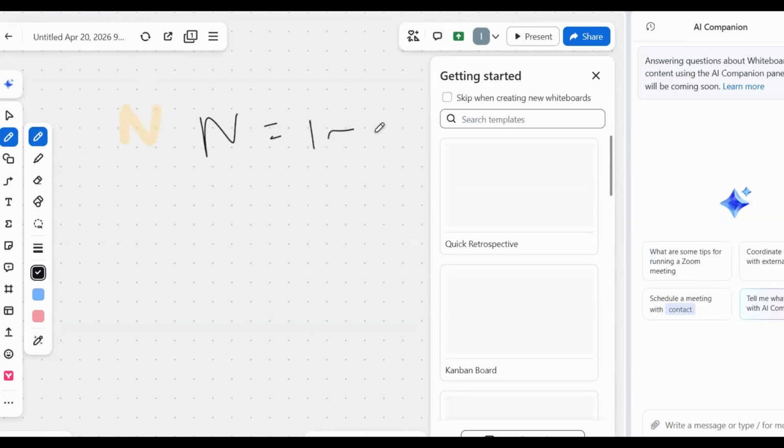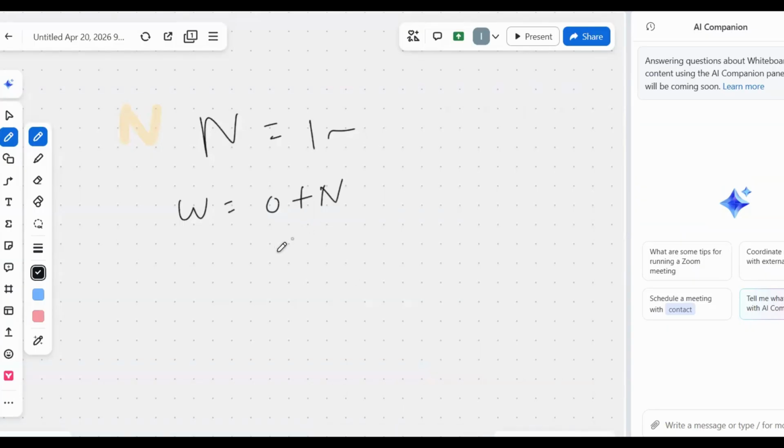Natural numbers go from 1 to infinity, up to what you can count. Your whole numbers will include 0 plus the natural numbers. Now, the third thing we are just going to learn.